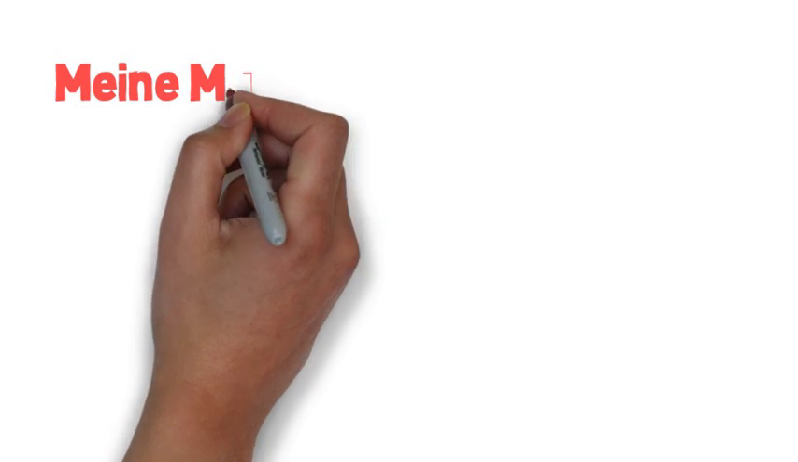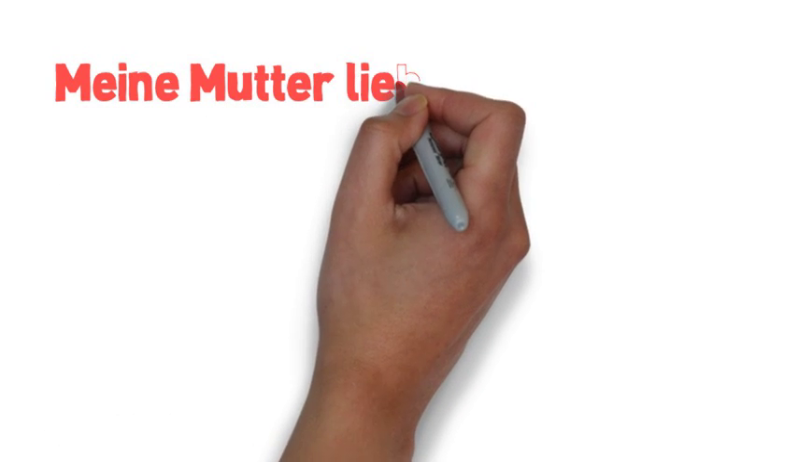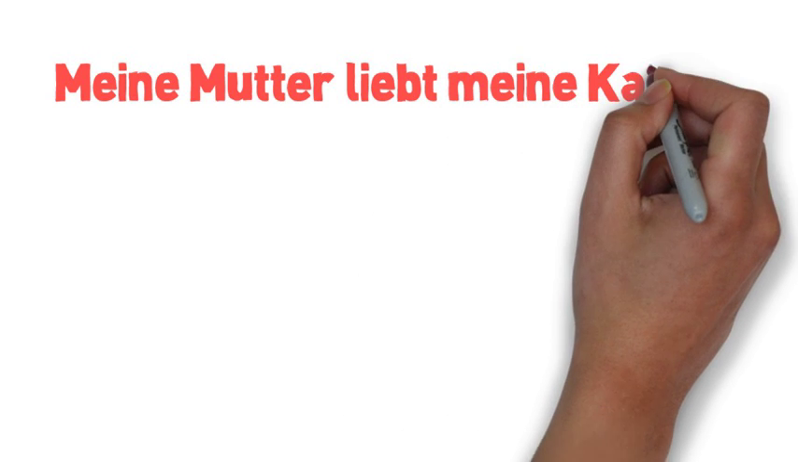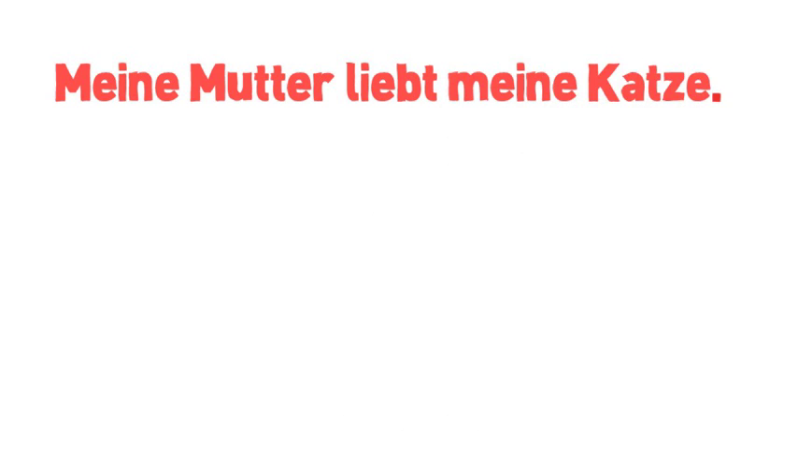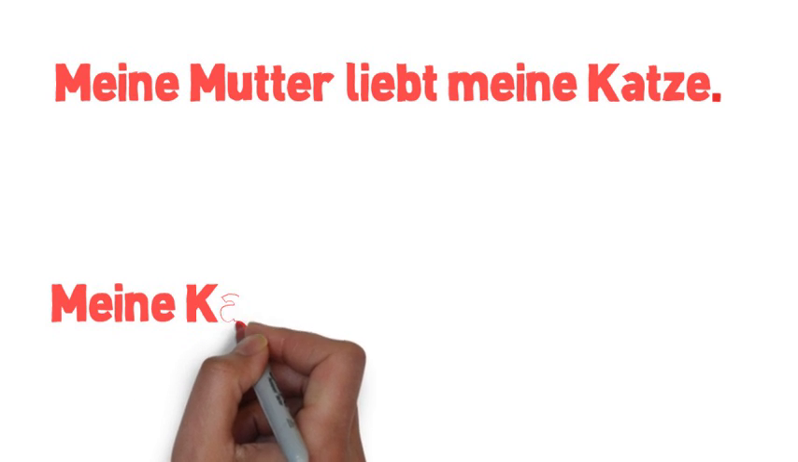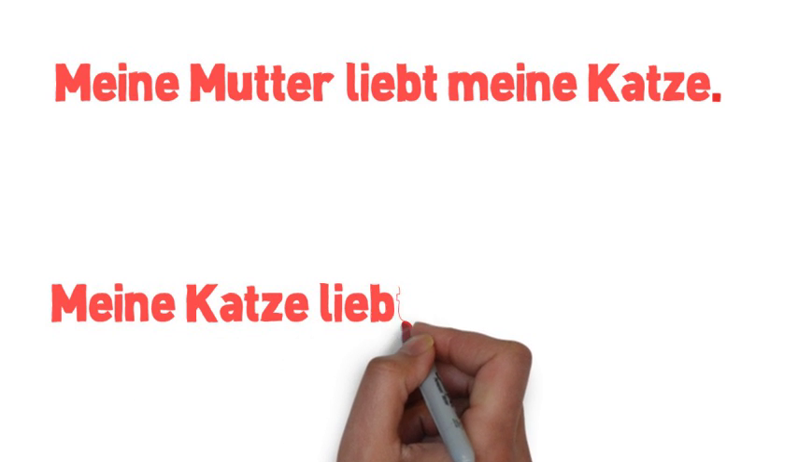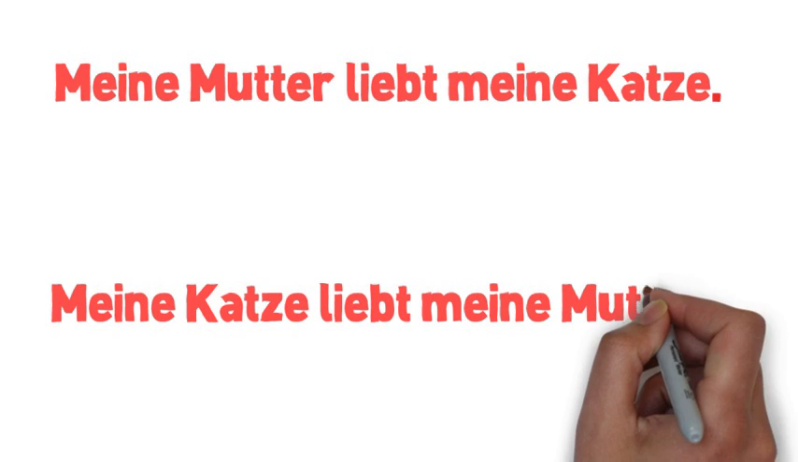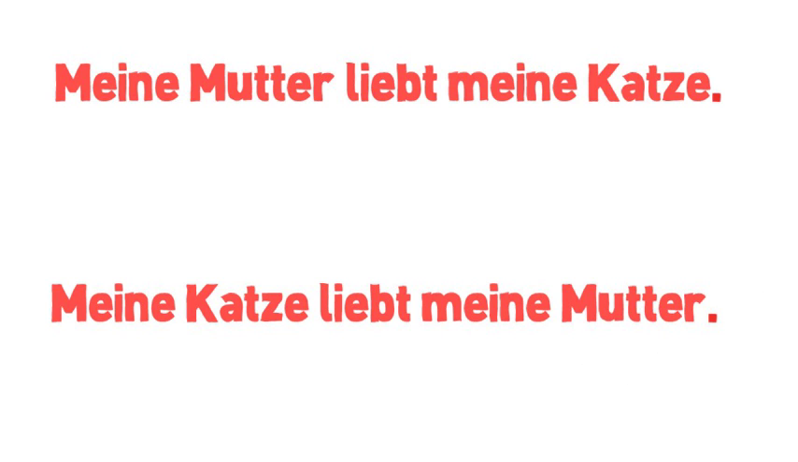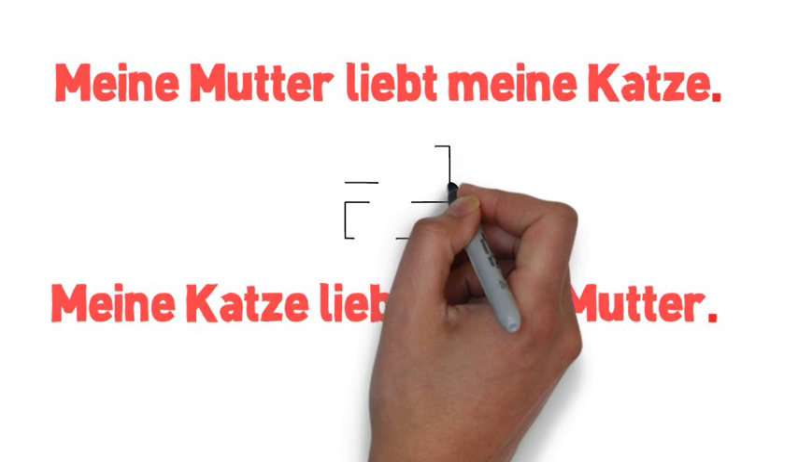However, in an example like "Meine Mutter liebt meine Katze" and "Meine Katze liebt meine Mutter," where it's believable that my mom could love my cat or that my cat could love my mom, then we fall back on word order and assume that the noun in first position is probably the subject.